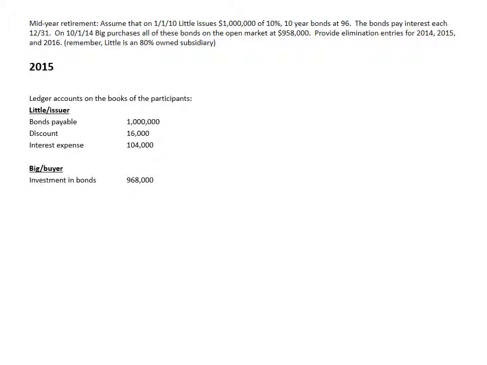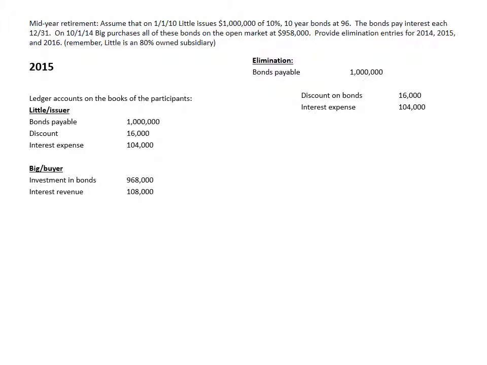Over on Big the Buyer's books, their investment in bonds is up to $968. Remember that they had a discount of $42,000 initially when they bought it, being amortized over 5 1/4 years, or $8,000 per year. So we went from $958 to $960, and now we're up to $968. Next year it'll be $976, and so on. Their interest revenue, again, the coupon interest plus the discount amortization.